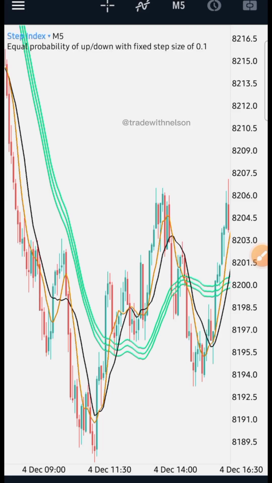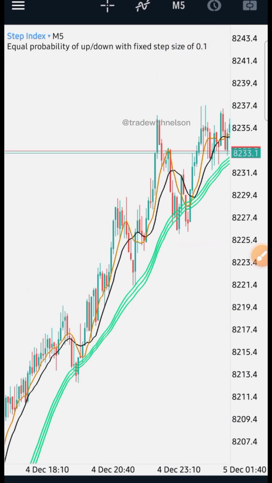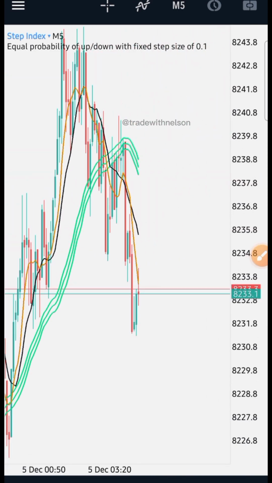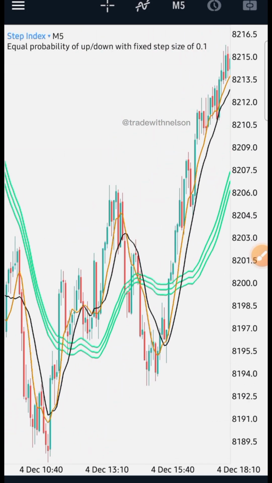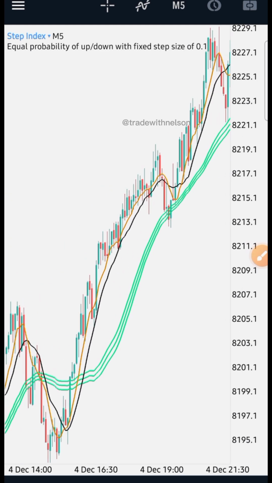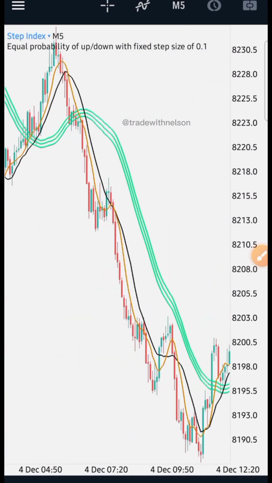But the step index, as we all know, there is nothing like spikes over here, so everything works like the volatility, but it's just a little bit different from volatility. And the stop loss displacement is smaller than the volatility. So let's head straight to the video without wasting much of our time.